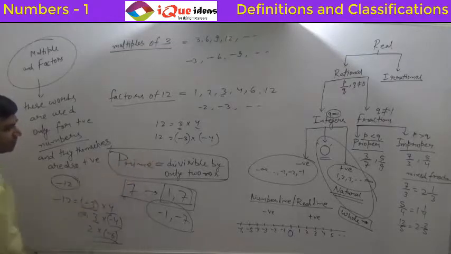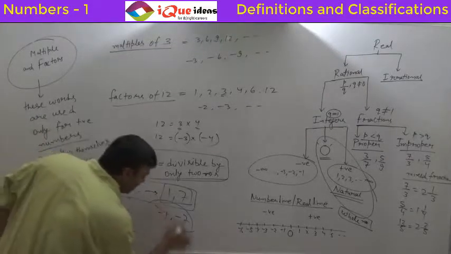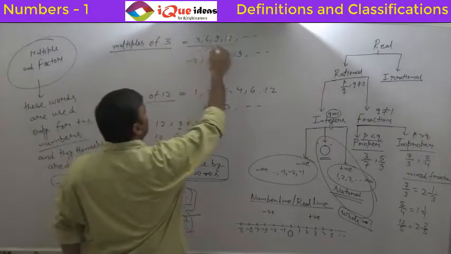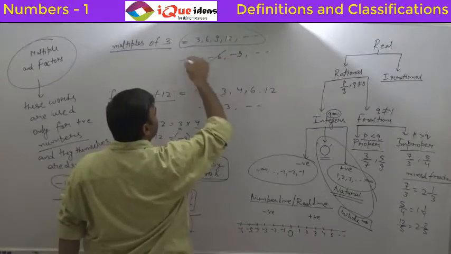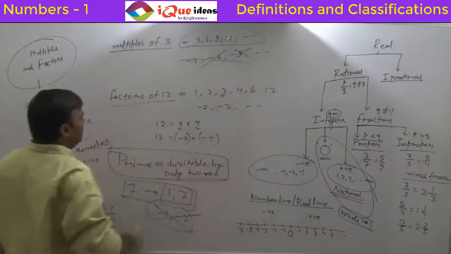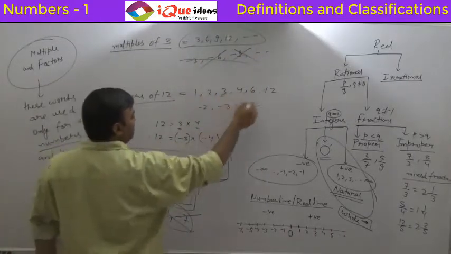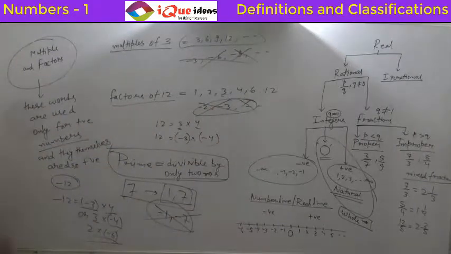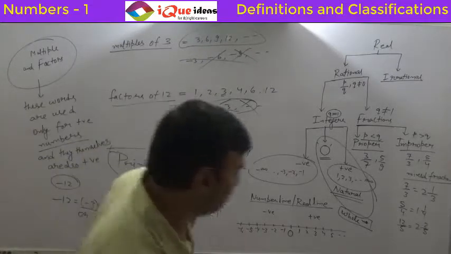Prime numbers are the numbers which are divisible by only 2 numbers. 7 has factors 1 and 7, and not minus 1, minus 7. Multiples of 3 are 3, 6, 9, 12 and not minus 3, minus 6, minus 9. Factors of 12 are 1, 2, 3, 4, 6, not minus 2, minus 3 and so on. So these are the definitions of the words factors, multiples and so on.